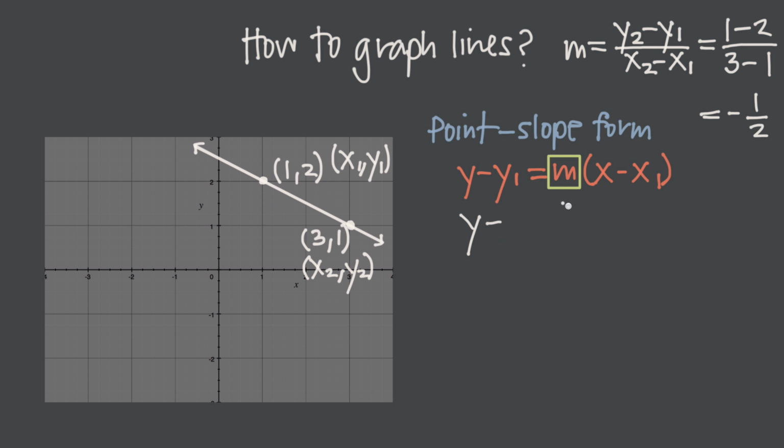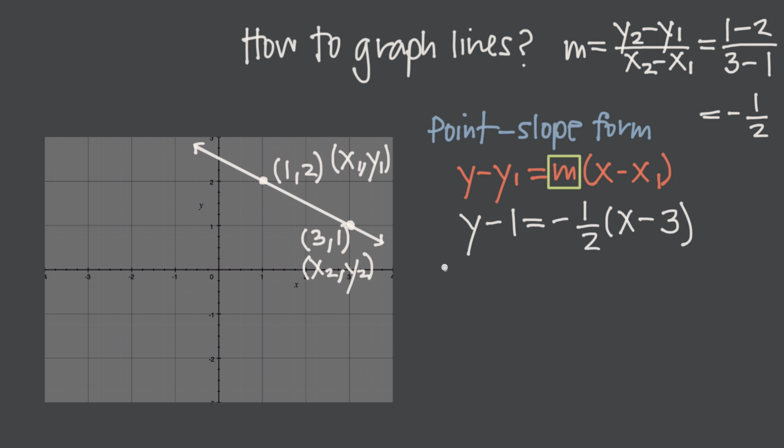The y value in that point is 1, and that'll be equal to m, the slope, negative 1/2, multiplied by x minus x sub 1. We take the x value from the same coordinate point, so that is 3. This then is an equation that represents this line, so if we were to start with this equation and graph the line, we would find that this is the line that we come up with. This is point slope form for the equation of the line.